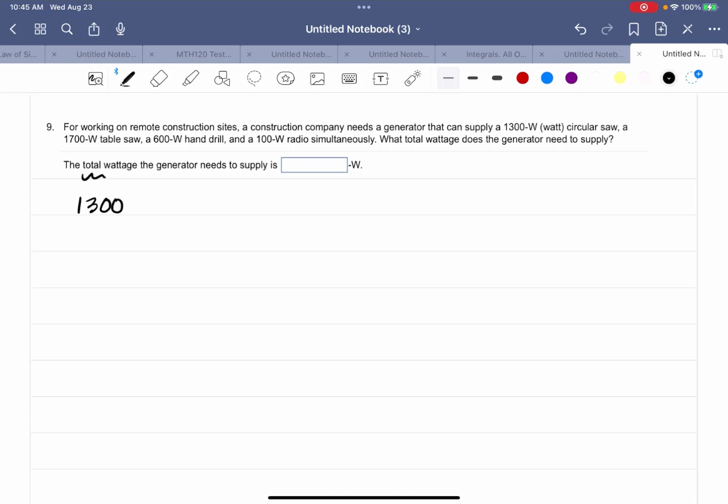So we need the total, and in this case, we're going to need to add. So my operation is to add these numbers. This is one I could do pretty easily without a calculator, but I'll just add those. 1,300 plus 1,700 plus 600 plus 100 is 3,700 watts. So you would have to make sure that you purchase a generator that is large enough to supply at least 3,700 watts.